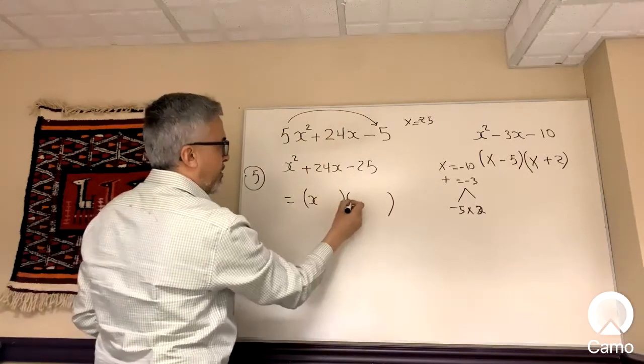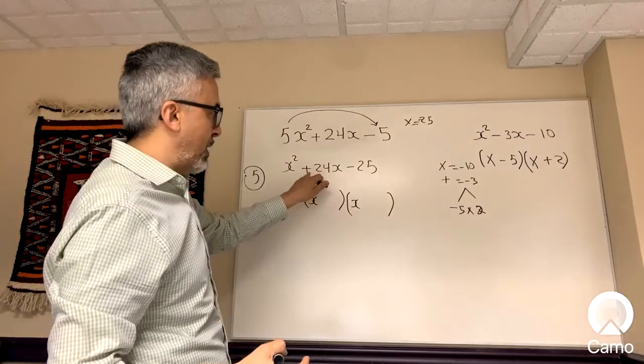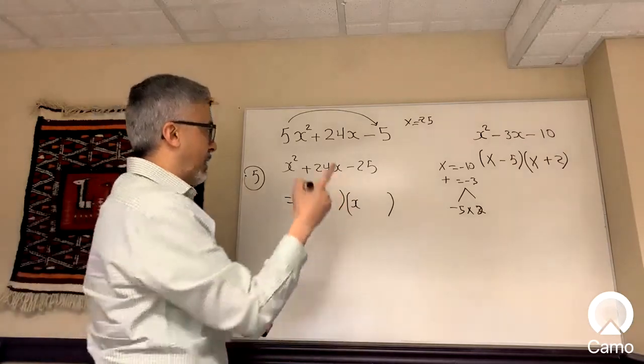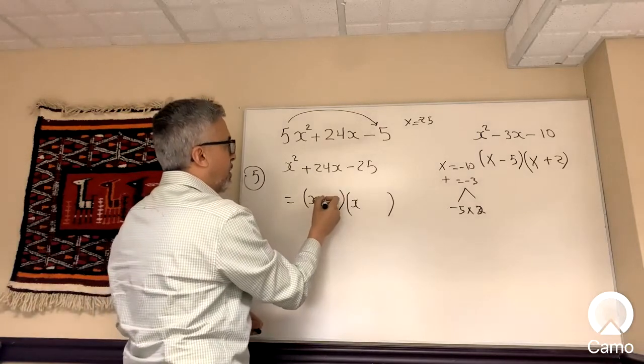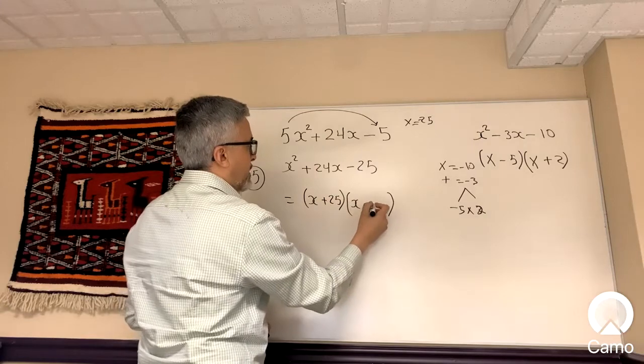So you stick an x here, an x there. The two numbers that multiply to give me -25 and add to give me 24 are 25 and -1. 25 times -1 gives me -25. 25 minus 1 gives me +24. So therefore it's x plus 25, x minus 1.